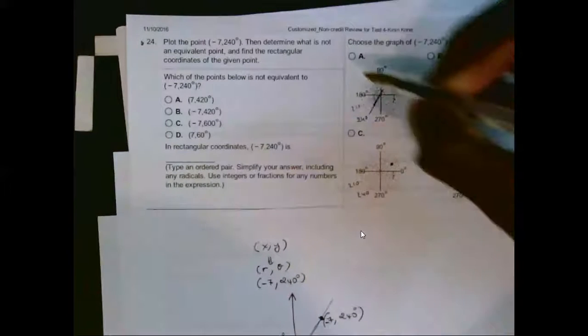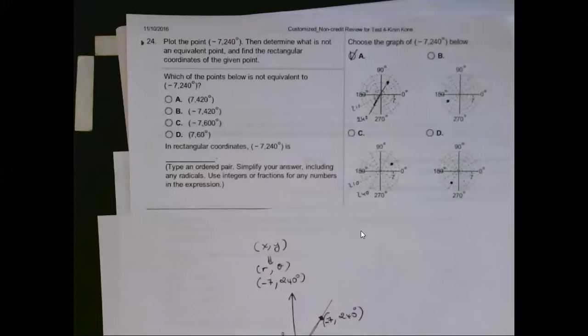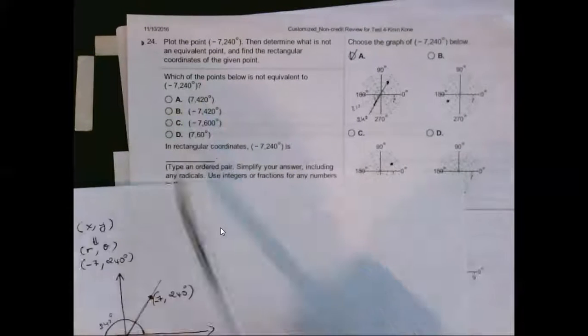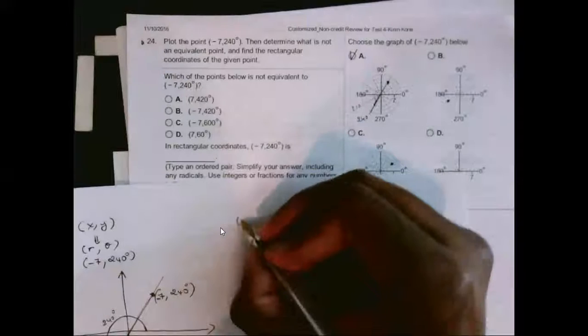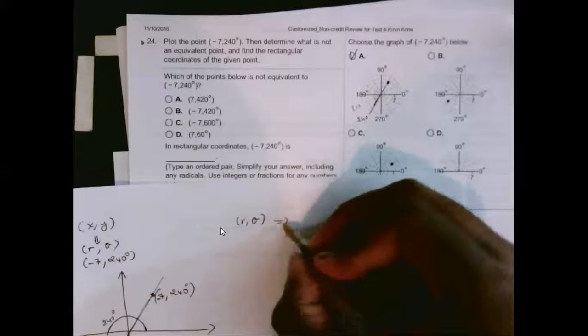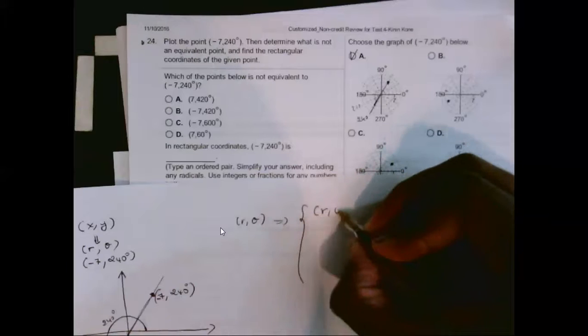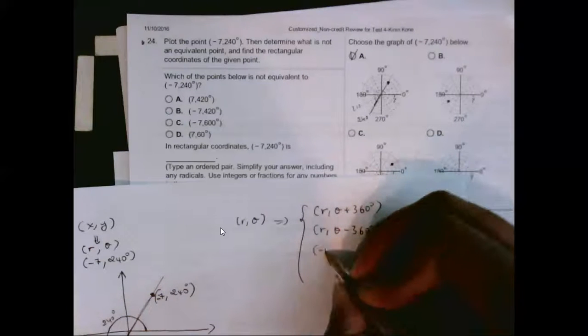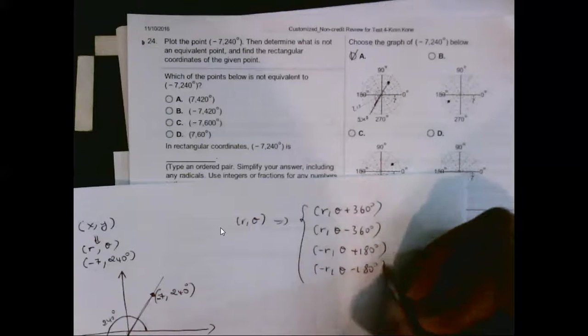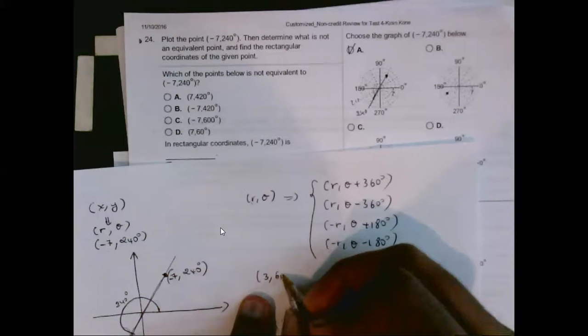Now after doing that, the next question is to find which one of the points below is not equivalent to -7, 240. Now for any polar coordinate (r, theta), it is equivalent to (r, theta plus 360 degrees), (r, theta minus 360 degrees), (negative r, theta plus 180 degrees), and (negative r, theta minus 180 degrees), like that. So let's say r is 3, for instance, and theta is 60 degrees. That's an example. So this point is equivalent to all those points.